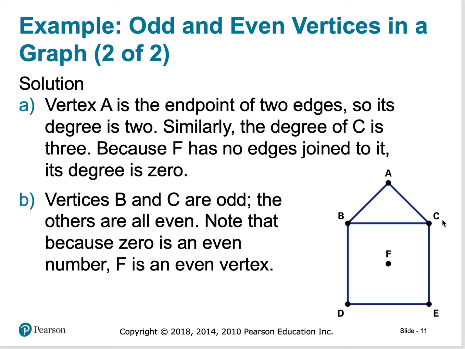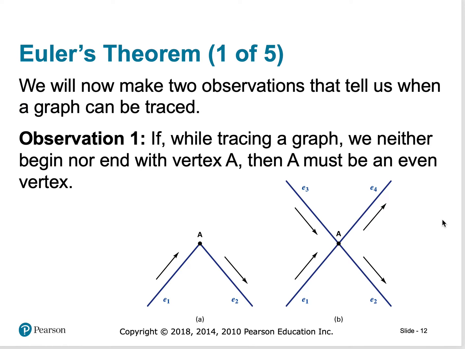If I look at vertex A, it is the endpoint of two edges, so it has a degree of 2. Very similarly, if I look at C, there are 3 edges connecting into C. And if I look at F, nobody's connected at all, so it has a degree of 0. B and C are both odd because they have an odd number of connectors. The others are all even because they have an even number of connectors. What's interesting is that in this situation, we consider 0 to be an even number.